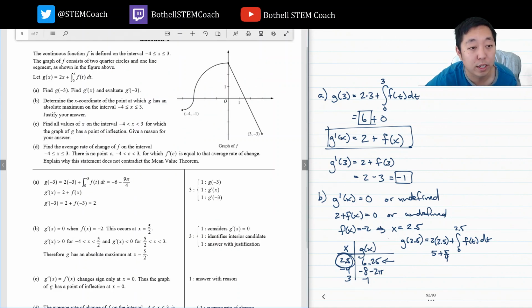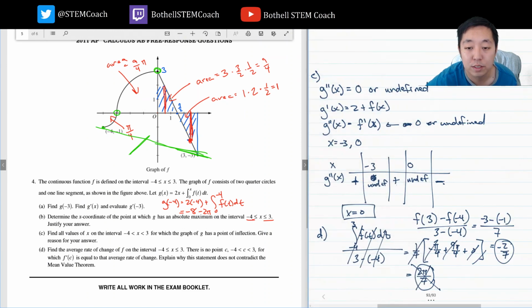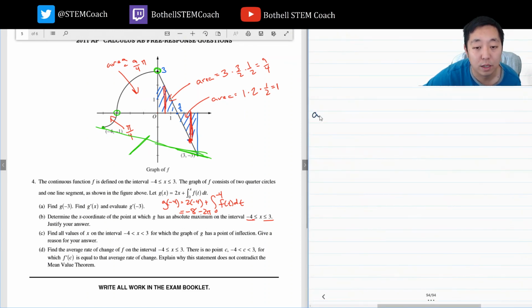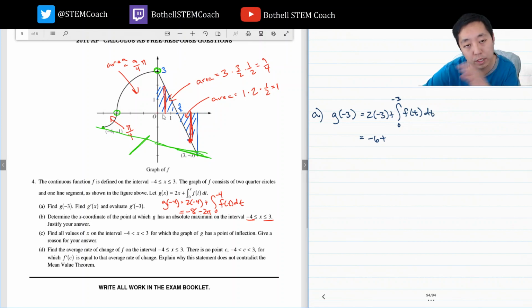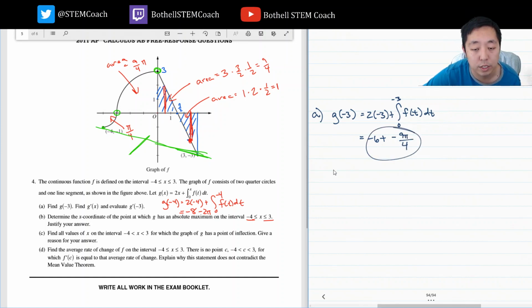If you want to look at the scoring guidelines, I might as well redo it just to make sure we can check their answers. They wanted g of negative 3, not g of 3. G of negative 3 is equal to 2 times negative 3 plus the integral from 0 to negative 3 of f of t dt. That's equal to negative 6 plus the integral from 0 to negative 3, which is here. This area is 9 pi over 4, but since we're integrating from right to left, it's minus 9 pi over 4. Okay, so that's g of negative 3.